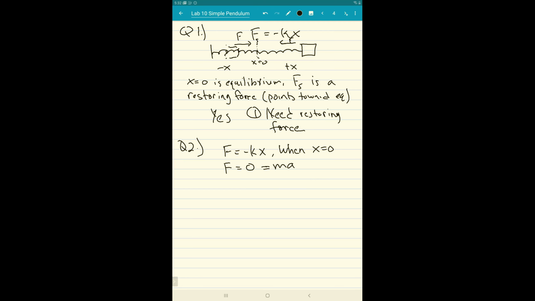So basically, that's something you always find out. Whenever you're trying to find where your acceleration is equal to 0, find where your force is 0, because you usually have an equation that tells you where your force is at any point. F is 0 means that ma is equal to 0. That means that acceleration equals 0. So you see acceleration equals 0 at x equals 0, which means acceleration equals 0 at the equilibrium.